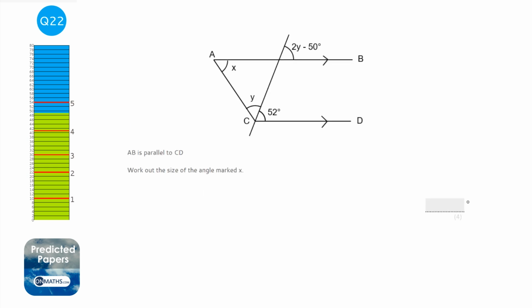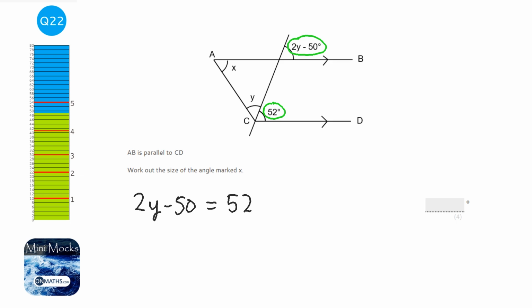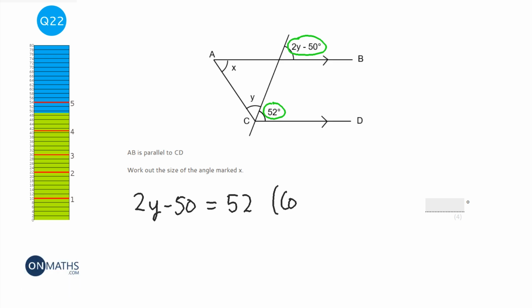For these types of questions, always make sure that you show your working. Show how you know something is something. So the way I would start this, and this is not the only correct answer, is I realise that these two are the same. So I know that 2y minus 50 equals 52. The reason I know that is that they are corresponding angles. Now, some of you might know that as F angles, but make sure you write the word corresponding, because they won't accept any other word.